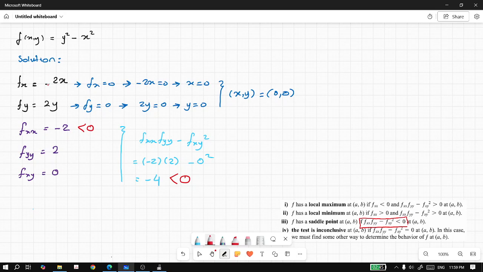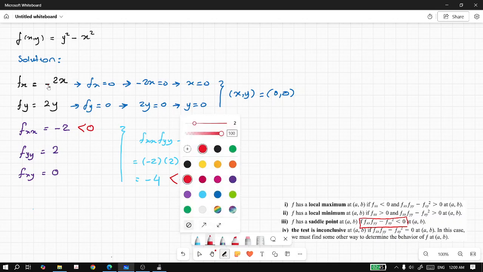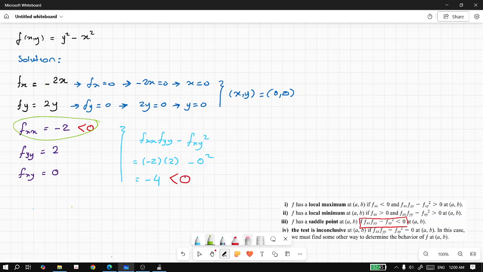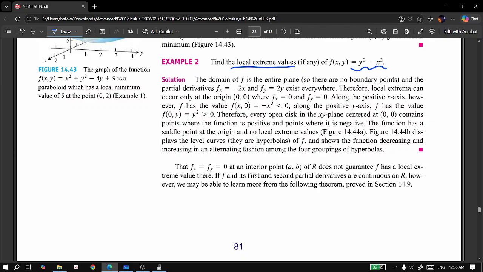So when the discriminant is less than 0, we do not even care about f sub xx. Whenever we get that the discriminant is less than 0, we simply say that the critical number (0, 0) is a saddle point. So we do not have a max value or min value, we only have a saddle point. That's example 2.